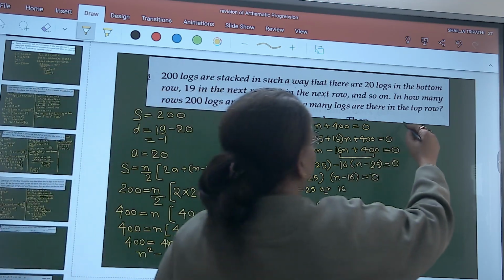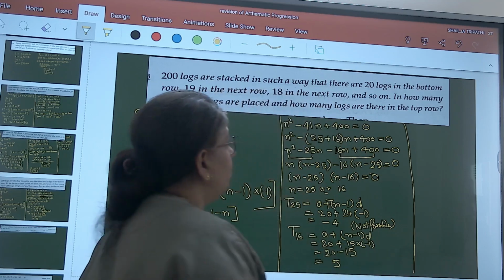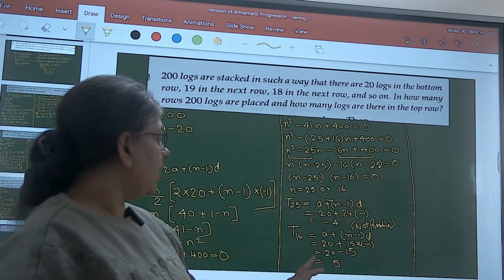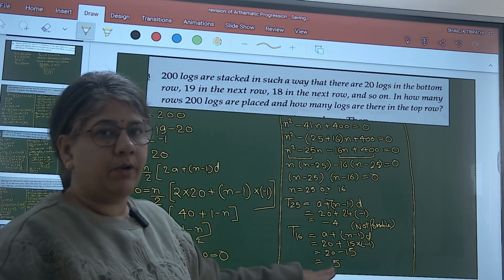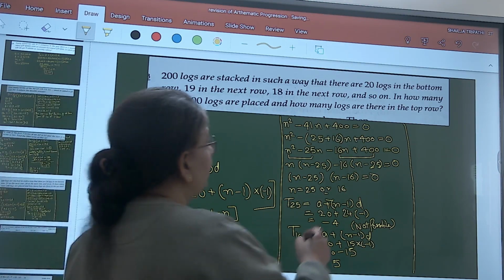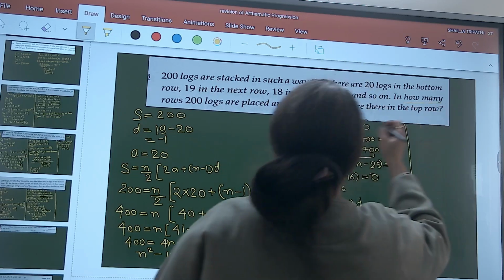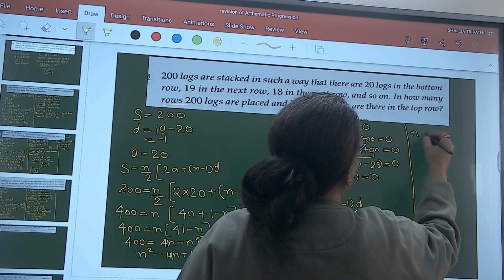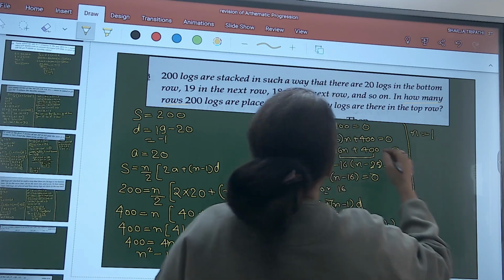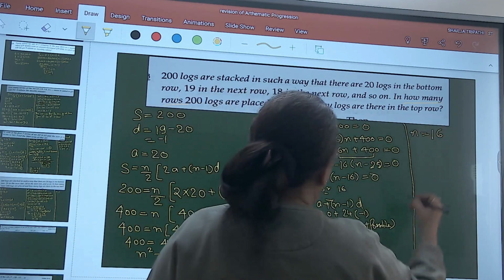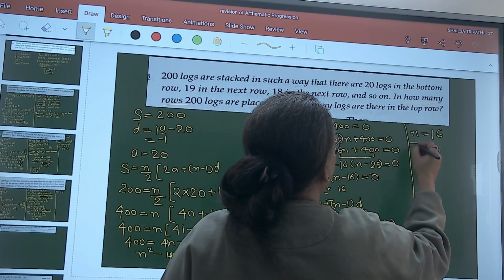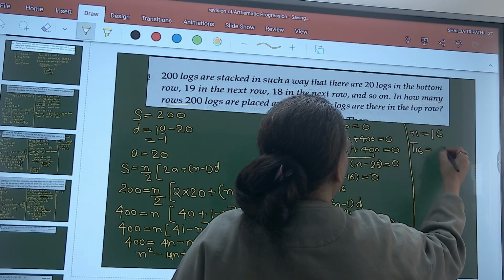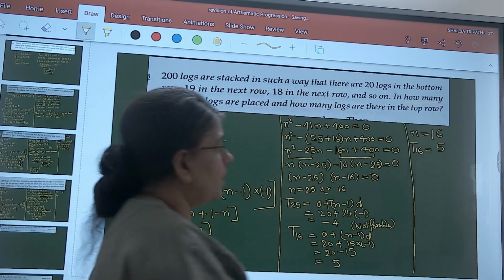So there will be two answers. The total number of rows will be 16 and number of logs on the topmost row will be 5. So the first part, that is how many rows? So answer, number of rows is equal to 16, and how many logs are there in the top row? So T16 is equal to 5. So this will be your answer, complete answer.